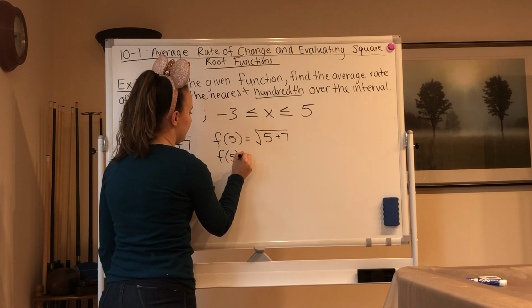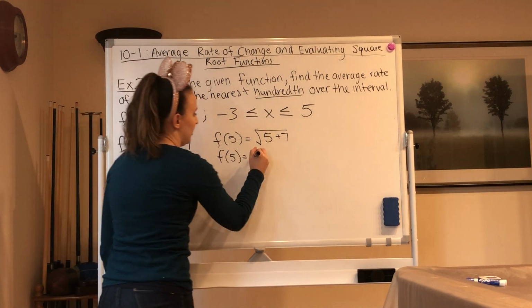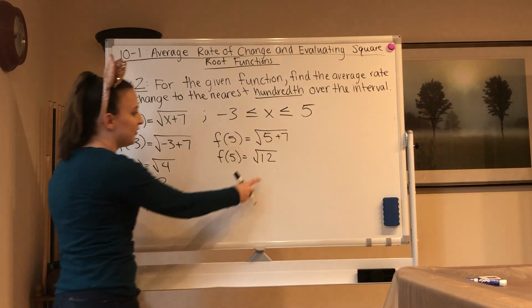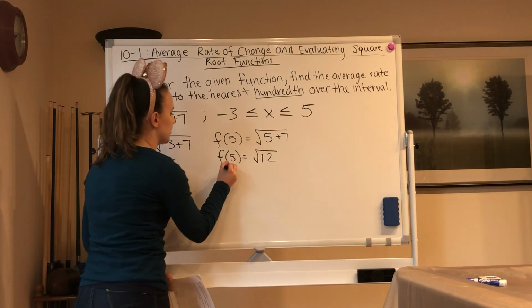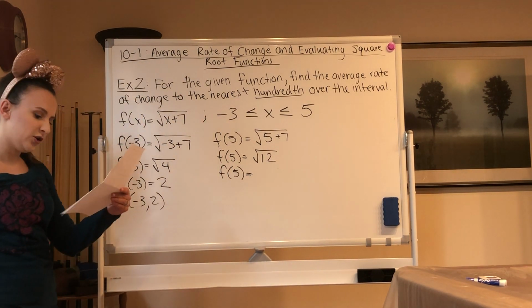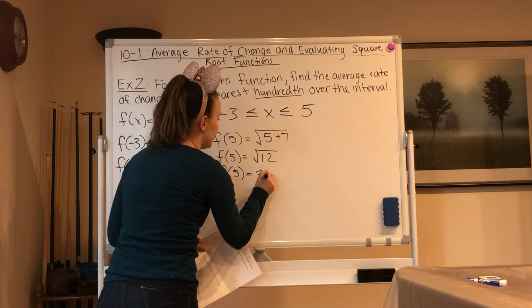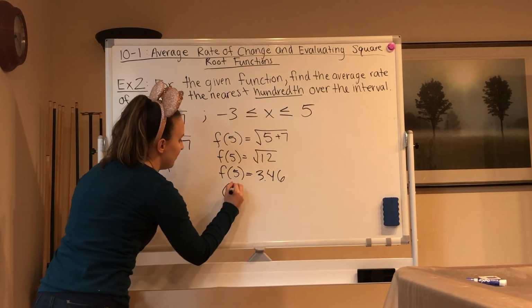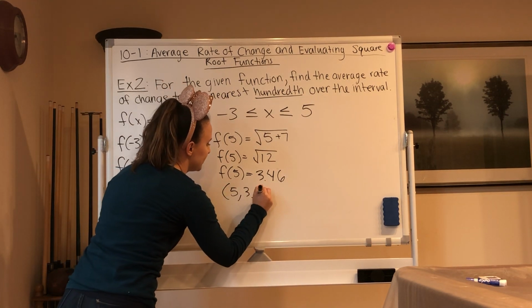F of 5 equals the square root of 12. Tempted to simplify this right now, but there's no need to because we're just going to convert it to a decimal since we're finding slope. So the square root of 12, if you put that in your calculator, you will get 3.46. So that is the point 5, 3.46.